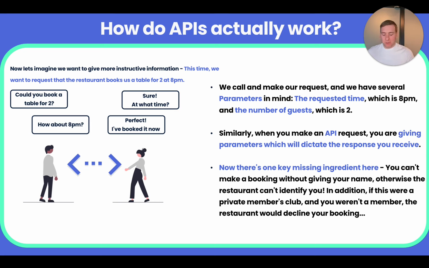Smith. Well, they don't have Mr. Smith down because you didn't give them your name, so how are they going to know? And even worse, if you were phoning, say, a private members club and you weren't a member of that club, and you did, if they don't have your name down, then you're obviously not going to get in. What exactly am I talking about?